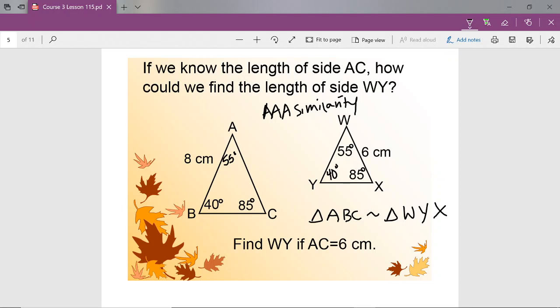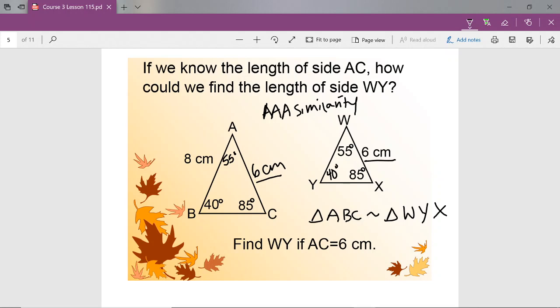We can actually learn a lot. Find WY if AC is 6. So if AC right here is 6 centimeters, well, the relationship between AC and WX is similar. It's in proportion. And in this case, 6 centimeters equals 6 centimeters. So we actually have congruent triangles here, even though it doesn't look like it. That's okay. So what are our missing sides?